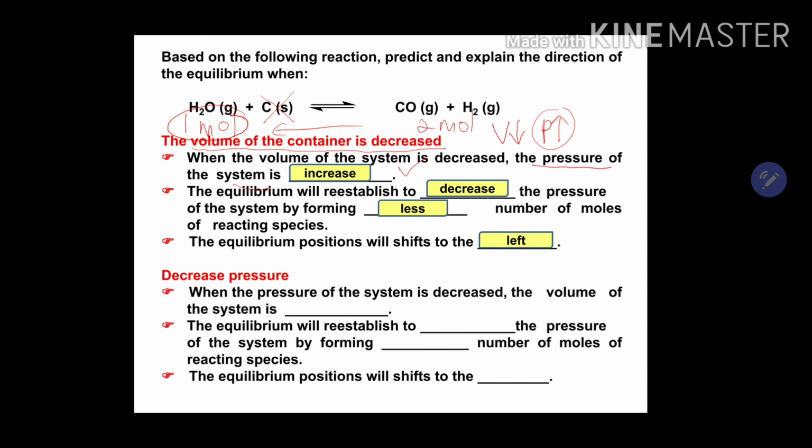Okay, the second disturbance, when we decrease the pressure. If the pressure decreases, the volume will be increased. So the equilibrium will re-establish to increase the pressure by forming more moles. So if more moles, it will shift to the right.